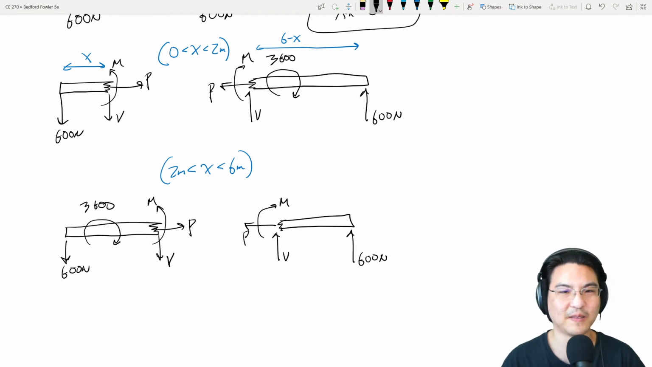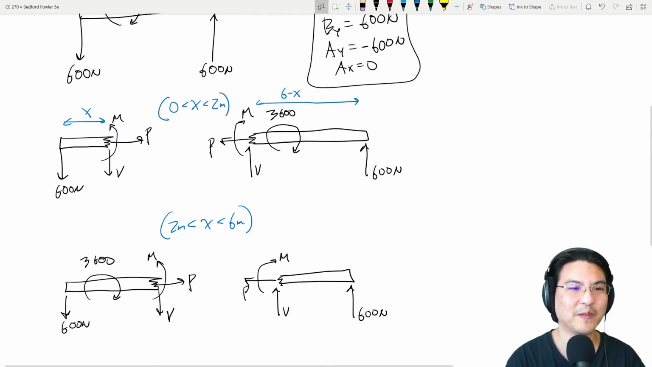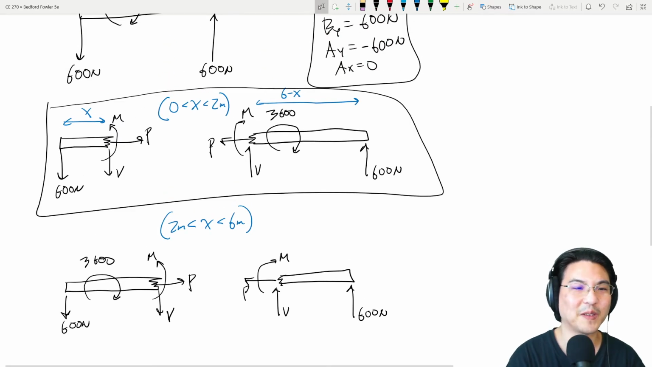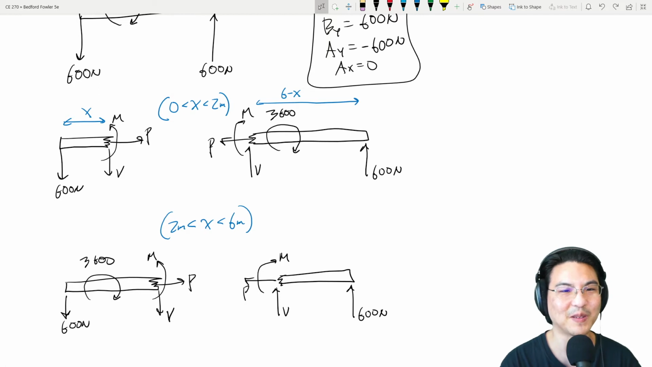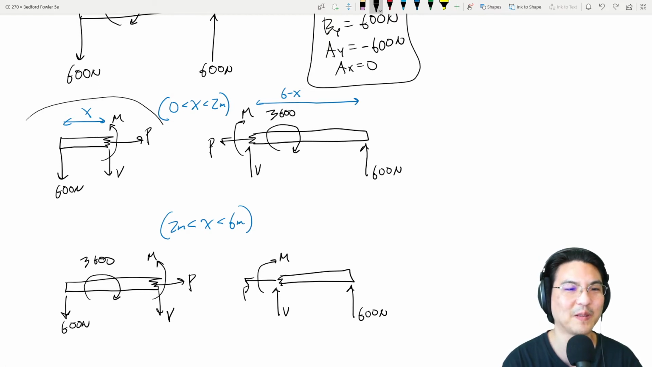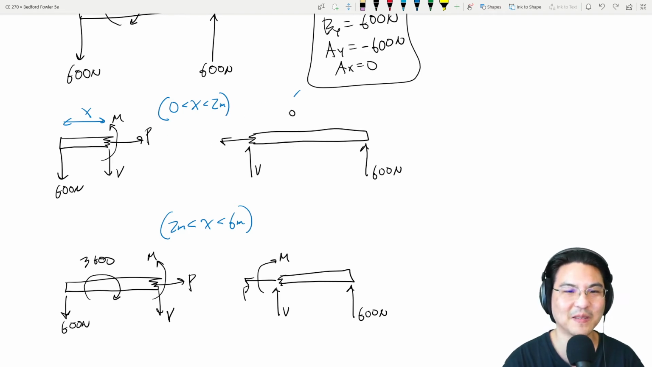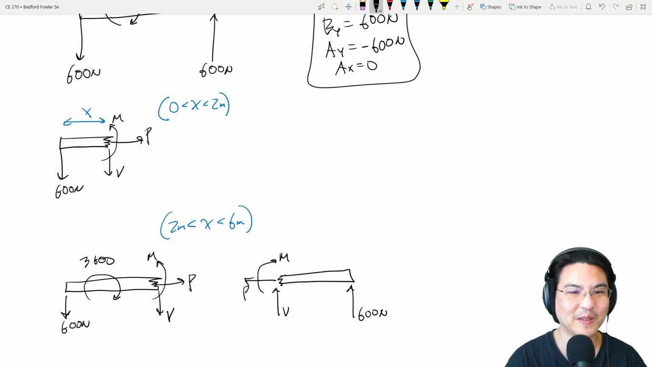All right. So let's go back. Which of these two sections would you prefer to analyze, knowing that you'll get the same answer either way? I think this one maybe arguably is simpler to analyze. Okay, so I'm just going to get rid of this to save space. All right, so let's solve for these three unknowns right here.